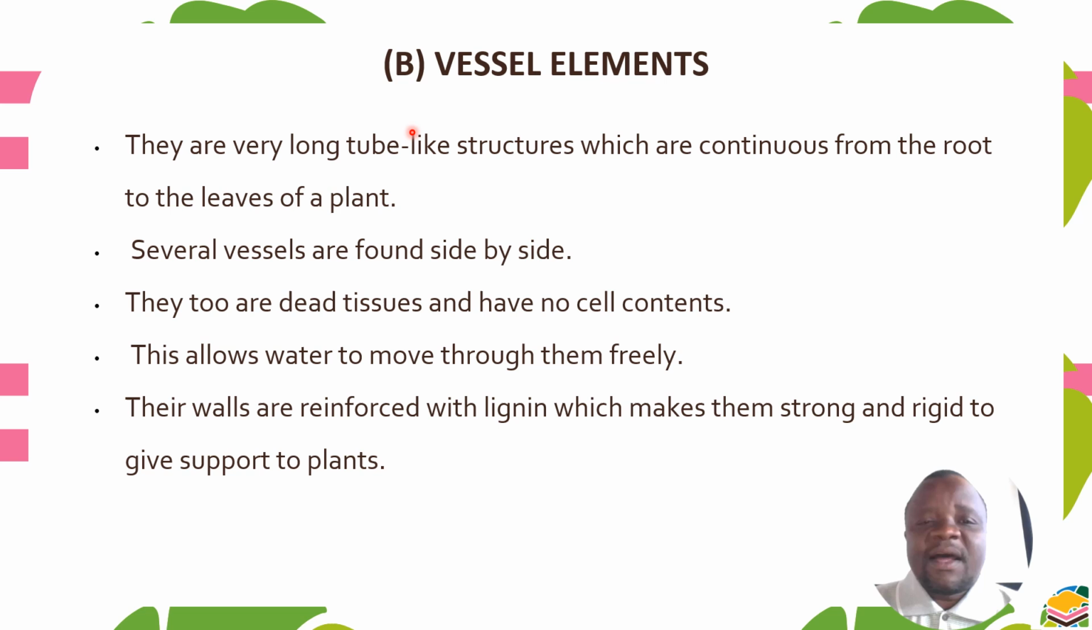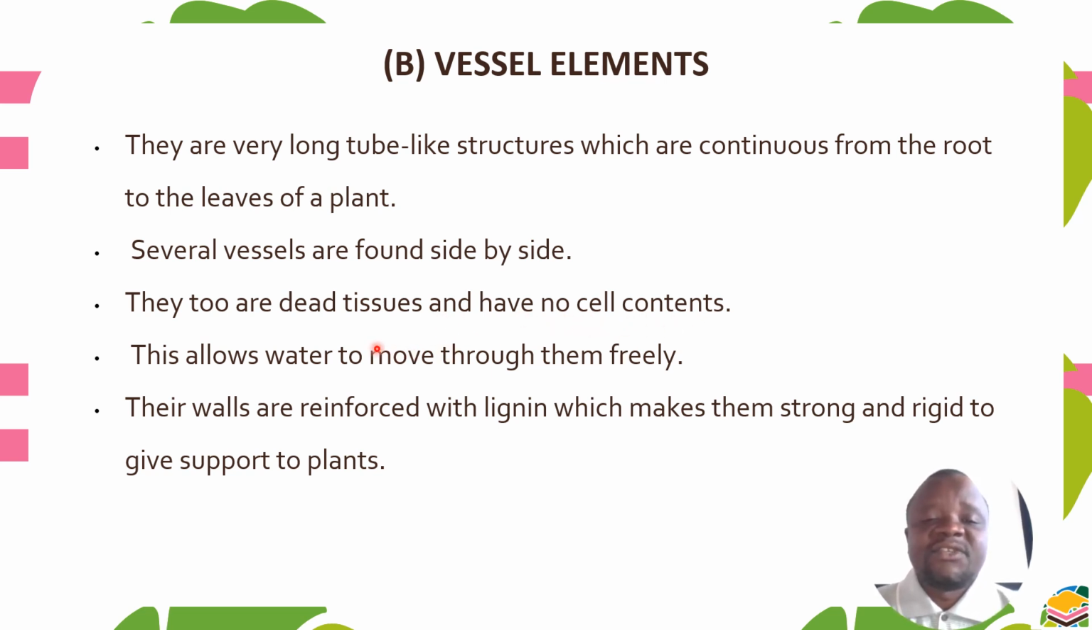Right, let us remember that apart from the tracheid cells, we also have the vessel elements as one of the modified cells contained in the xylem. They are very long tube-like structures which are continuous from the root to the leaves of the plant. Several vessels are found side by side. That's how they are arranged, as with the tracheids. The two are dead tissues and have no cell contents.